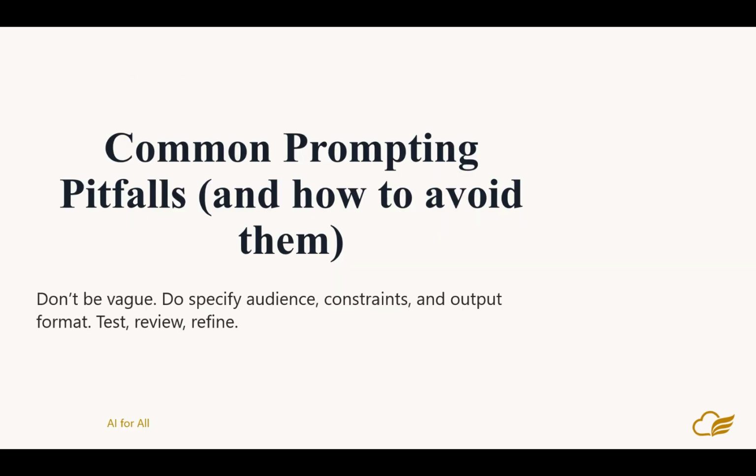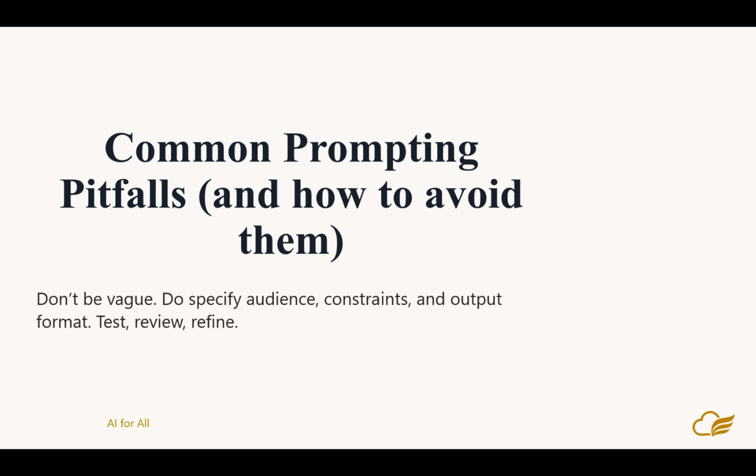Even with powerful tools like Copilot, results can fall short if prompts are not clear. Many issues come from common prompting pitfalls that are easy to overlook, but simple to fix once you recognize them. One of the most common mistakes is being too vague. When a prompt lacks clarity, Copilot has to guess. Instead, clearly describe what you want, who it's for, and what problem you're trying to solve.